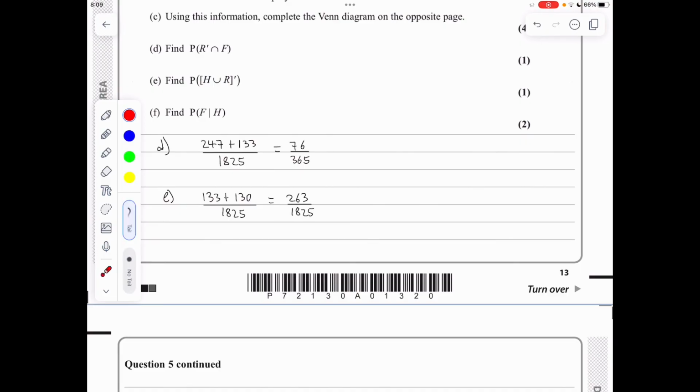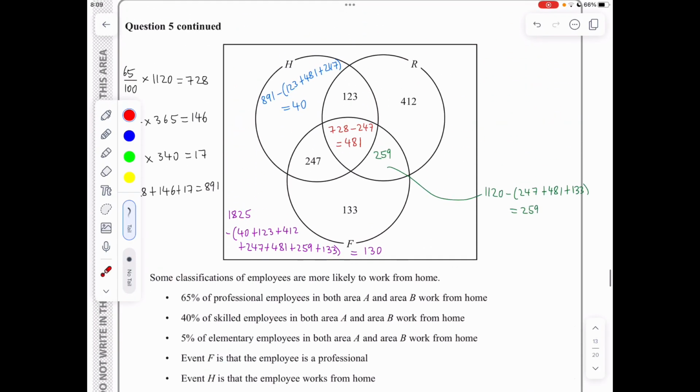Finally, for F, we need to find the probability of F given H. This is conditional probability now. So we know for sure that we are in H. So I will start by shading H.